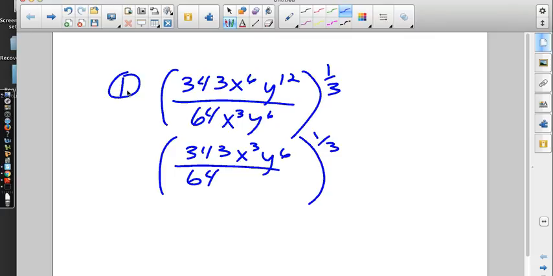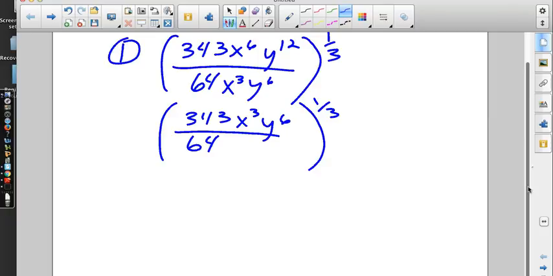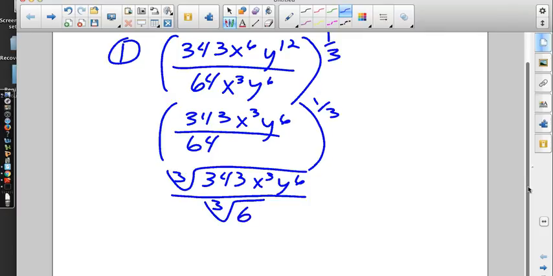And then, great that Megan remembered this, 1/3 power is cube root. So what we really want to do to all of this is take the cubed root. But if we do that as one big fraction, everybody's going to go, what the heck am I going to do with that? So we're going to do it individually. Find the cubed root at the top. Stop. Find the cubed root at the bottom. Stop.